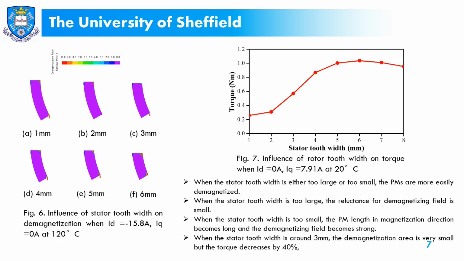When it's too large, the reluctance for demagnetizing field is small. When it's too small, the PM length in magnetization direction becomes long, and the demagnetizing field becomes strong. When the stator tooth width is around 3 mm, the demagnetization area is very small, and the torque is decreased by 40%, which is not cost-effective.